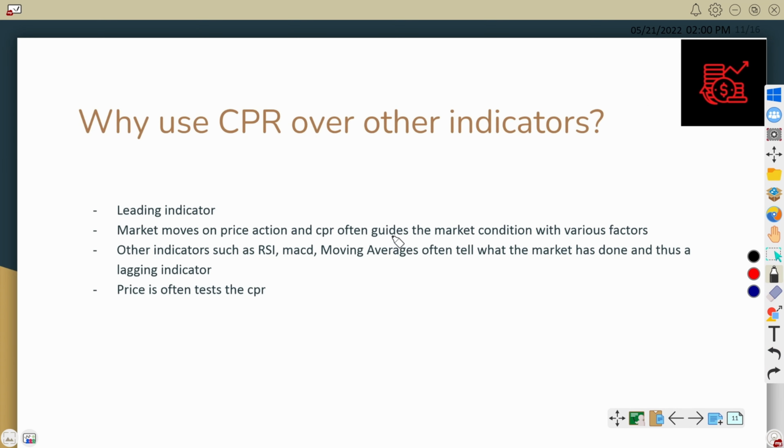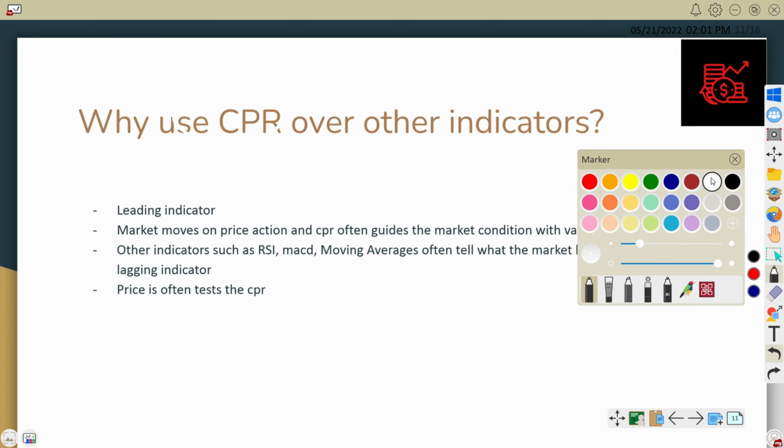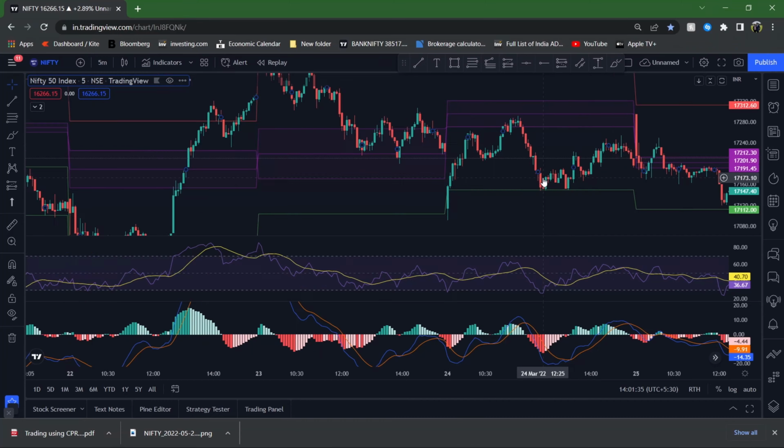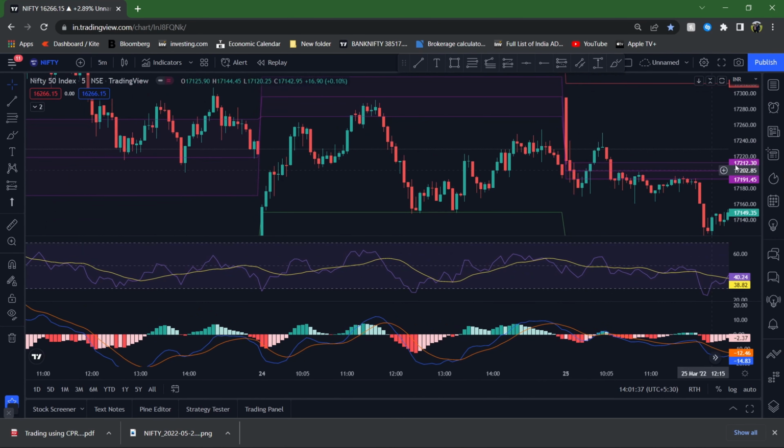If you see why we use CPR, it's not simply that we're using CPR. CPR works for a reason. CPR is a leading indicator. What I mean by leading indicator is, if we take a look at the Nifty chart, you can see that we have your RSI here, and we have your MACD. These are the 2 most commonly used indicators in the market.